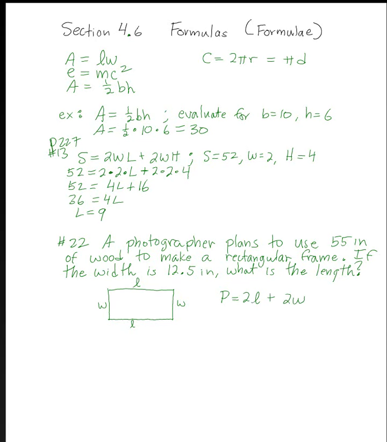So perimeter, it tells me I'm going to use 55 inches to go all the way around this frame. So perimeter is 55 equals 2L, I don't know the length, plus 2 times 12.5. There's my width. So 55 equals 2L plus 2 times 12.5 is 25. Subtract the 25 on both sides. 30 equals 2L. So L is 15 inches.